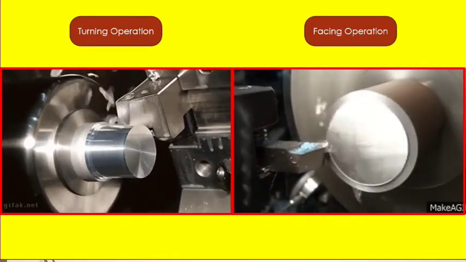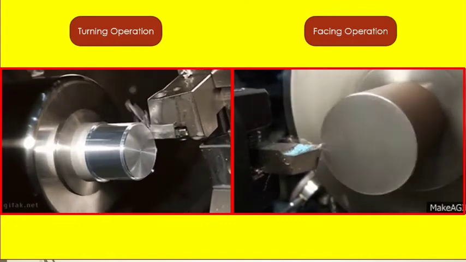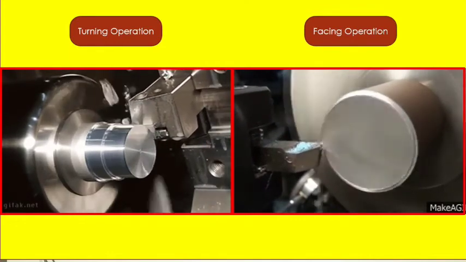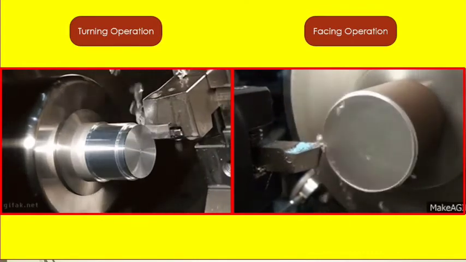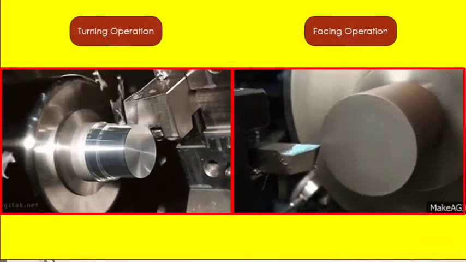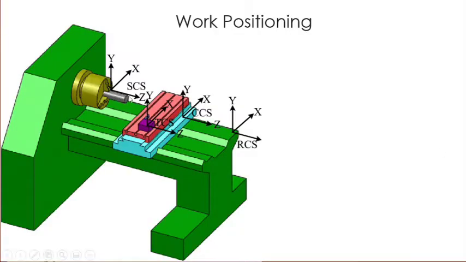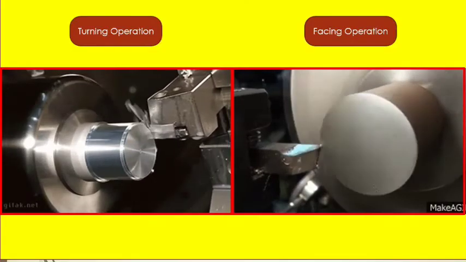For CNC lathe machines, axis of rotation of the workpiece is considered to be Z-axis, which is horizontal, and another horizontal axis which is perpendicular to the axis of rotation of the work is considered to be X-axis. Here you can see Z and X are perpendicular to each other, whereas Y-axis is vertical. With this reference, we can say that in facing operation, tool moves in X direction, and for turning operation, tool moves in XZ plane. Here you can verify that.